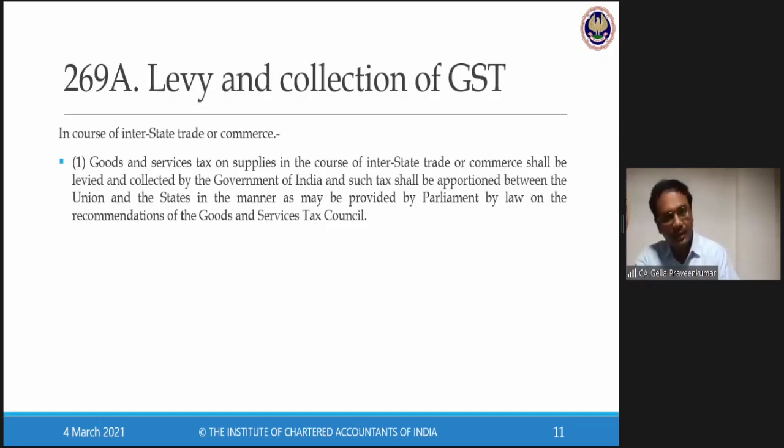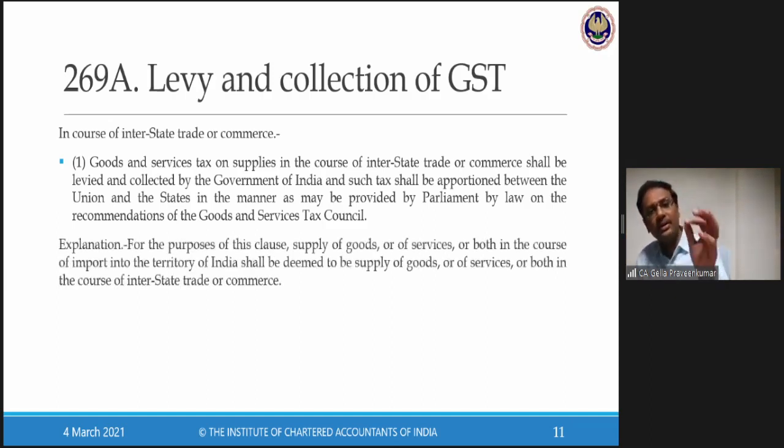Now, we will look into those definitions, Section 7 and Section 5, powerful definitions under IGST law. I again draw your attention, Section 5, Section 7, powerful definitions under IGST law, where this power which is given under Constitution of India was utilized properly. So they say they are given to the Government of India to formulate a regulation. For the purpose of this clause, supply of goods or services or both in the course of import into the territory of India shall be deemed to be a supply of goods or services or both in the course of interstate trade or commerce.